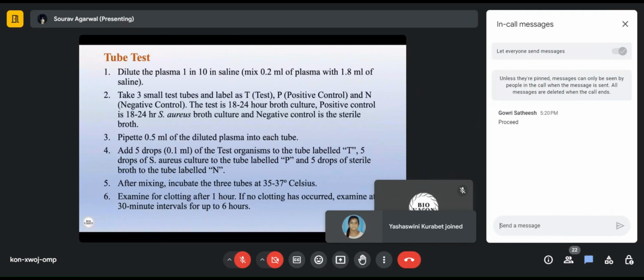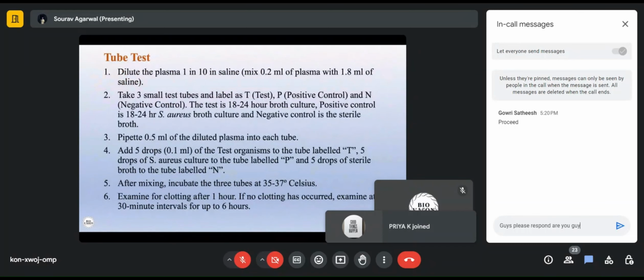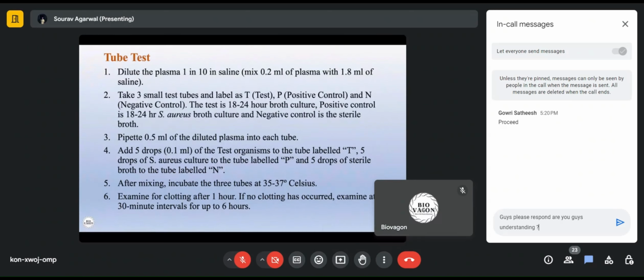In the previous slide, I just mentioned that Staphylococcus aureus is always positive. It's literally written on the first line. Staphylococcus aureus is a standardized organism which gives coagulase positive all the time. Whenever you test it, it's always going to give a positive result. So that is why we use it as a positive control, to check if the coagulation has reached up to the mark or not.